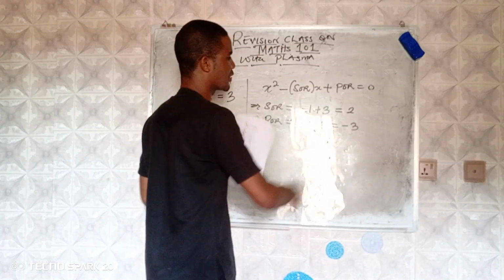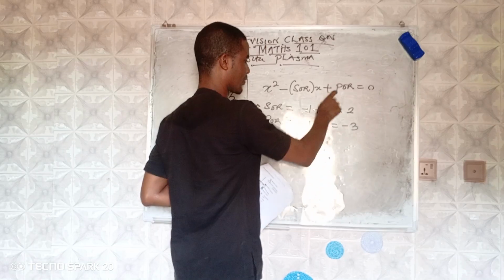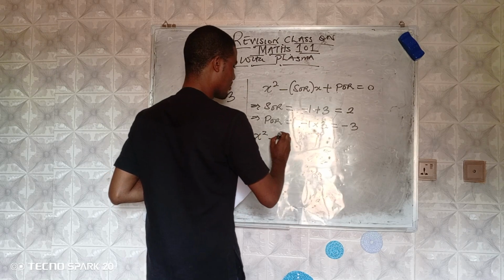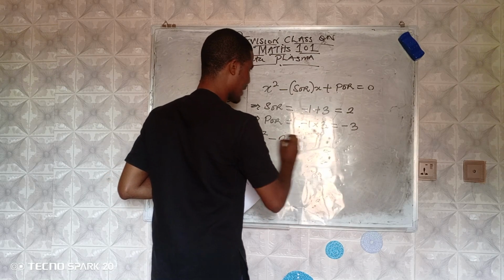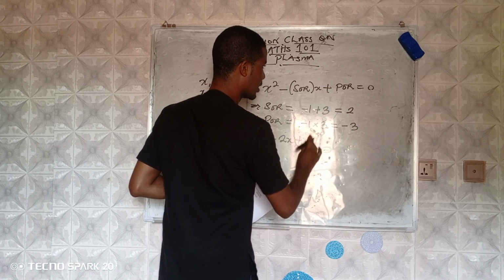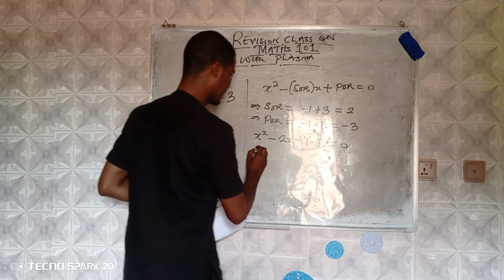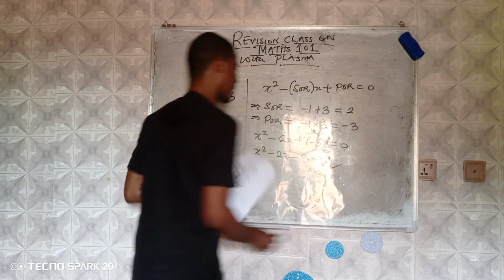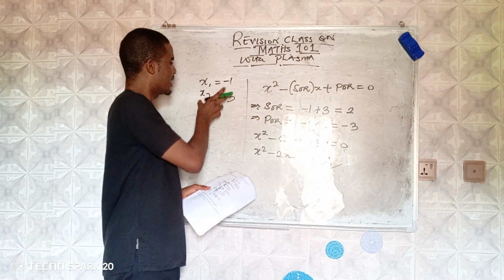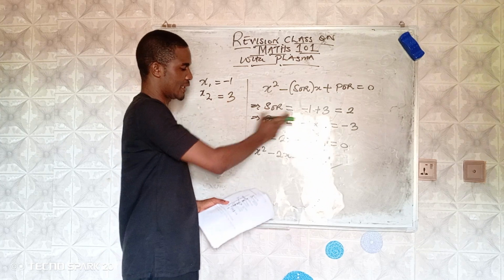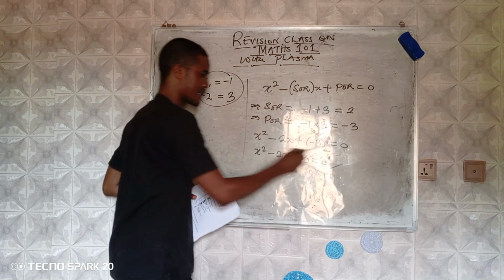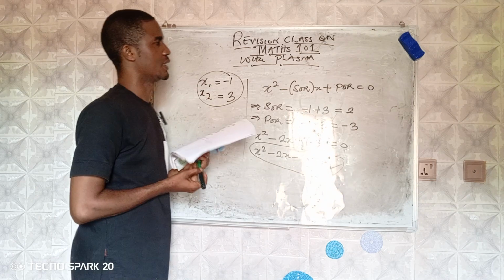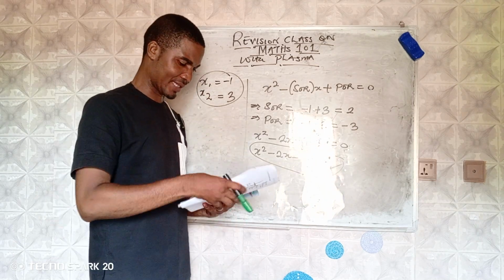So if I have my SOR to be 2 and my POR to be minus 3, then I'll fill this into the equation. So I have the required equation being, instead of writing SOR, I'll write 2x, plus, minus 3 equals 0. So writing it in the proper way, x squared minus 2x, plus times minus is minus, 3 equals 0. This is the answer. They gave me the roots of the equation and asked me to find the equation. They gave me the roots, then I can give them the quadratic equation. If they give me the quadratic equation, I can give them the roots. So I believe that is very understandable.